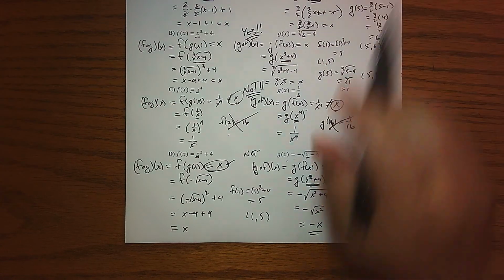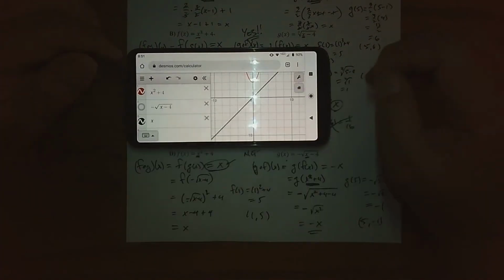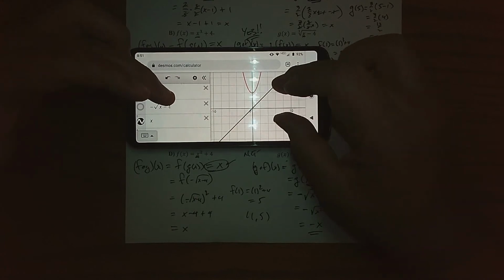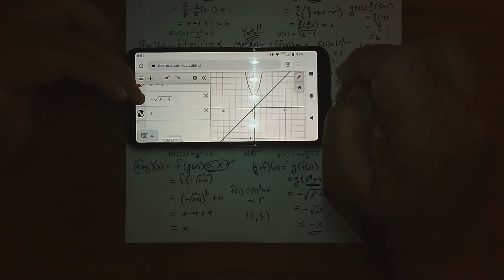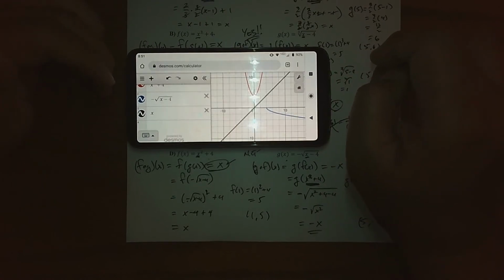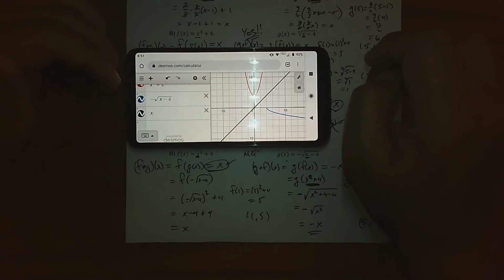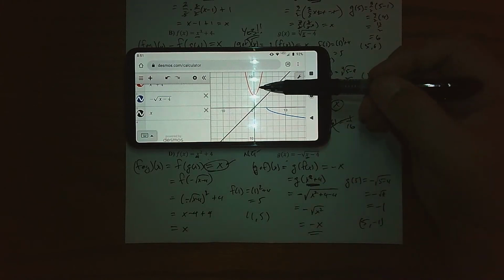All righty. And graphically, if we were to look at this, here's the graph of x squared plus 4. It's essentially our parabola that is being shifted up 4 units. And then here's the graph of the other guy, the square root of x minus 4. What's interesting about this, earlier in our conversation about inverses, I mentioned how this is not a one-to-one function because it doesn't pass the horizontal line test.